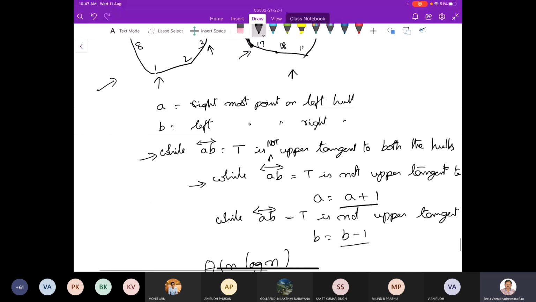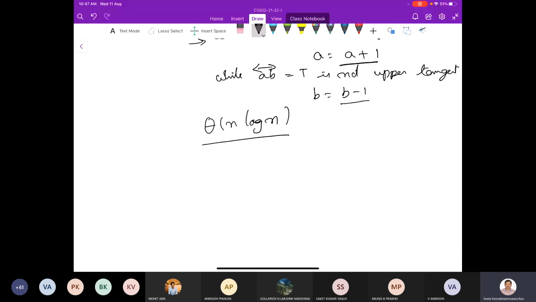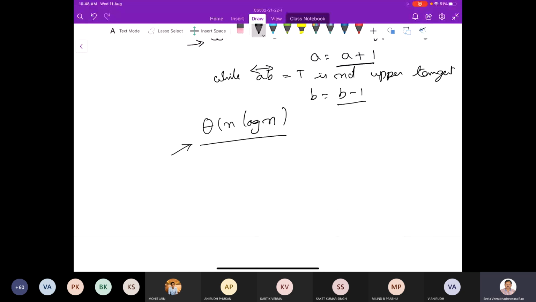Now we have an n log n algorithm. We have discussed two algorithms, Graham scan and divide and conquer. Can we do better than this? No, we cannot do better than this, and we can prove a lower bound for this by reducing the sorting problem to this one. That I will take up in the next class, tomorrow. If you have any questions, ask. Otherwise, we'll stop here.